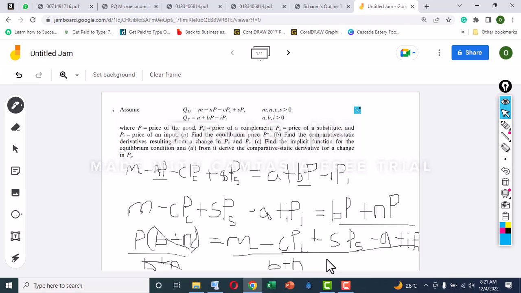It's actually simple, just that we have so many letters, so it looks complex, but just do it step by step. Try not to jump any step, and step by step you'll be able to get it. So that's our equilibrium price. One problem is done, so let's go to another one. Let me just clean all this.